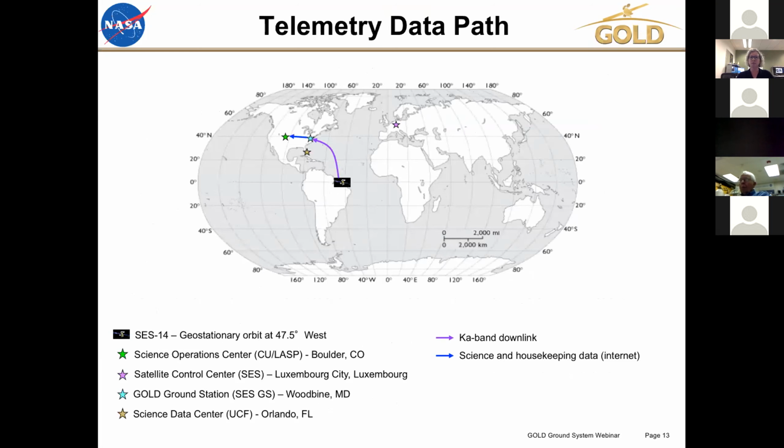And this is the telemetry data path. So Ka band, down from the spacecraft to Woodbine. Woodbine converts those signals from analog to digital, where it's transferred here to Boulder.